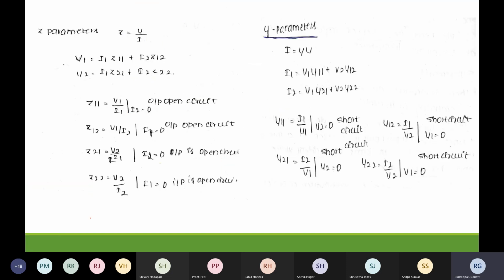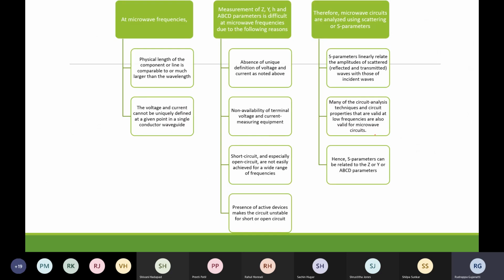After this, we discussed how we obtain the Z parameters and the Y parameters, or in general, the parameters such as Z, Y, H, and ABCD. We make use of open circuit or short circuit analysis in order to identify the parameters. Then we also observed the conditions at which measuring the parameters such as Z, Y, H, and ABCD is difficult. So we discussed these four conditions. Then what are the parameters which we will use for characterizing the microwave circuits? We make use of the S parameters or the scattering parameters.